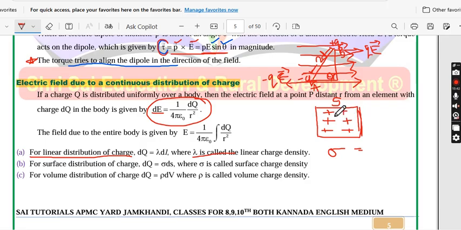Now consider a small element in the sheet of paper. Let us consider a small surface whose charge is acting at a point P, which is having the charge Q naught.